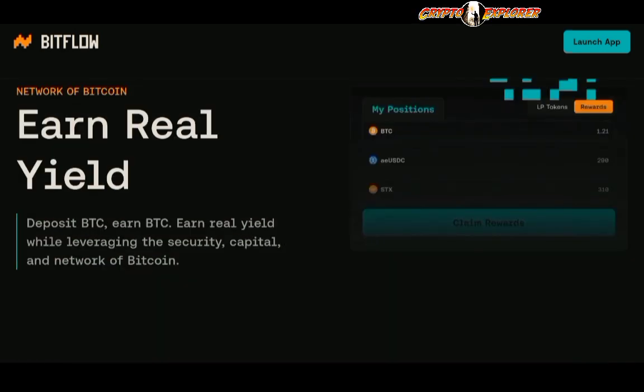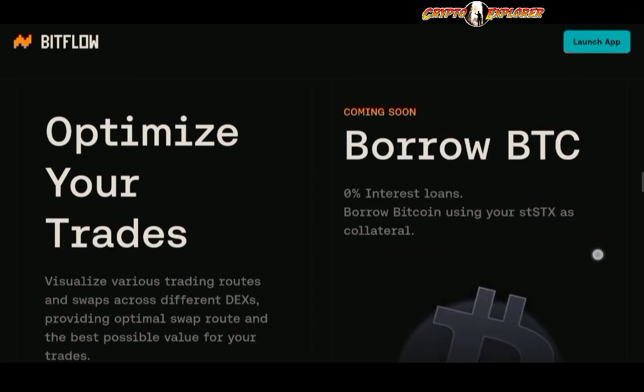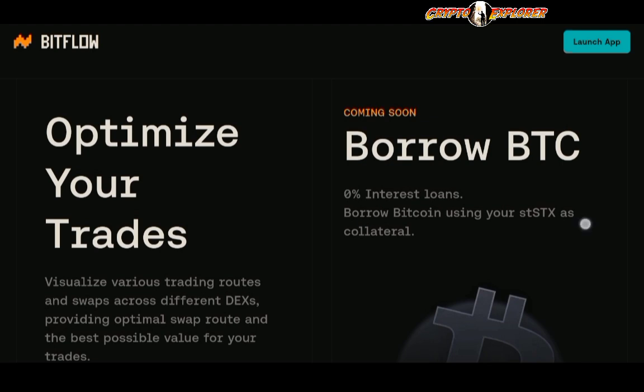Although the protocol is still very recent, it will allow users to earn real yield on Bitcoin. Deposit Bitcoin, earn Bitcoin. And coming soon, there will be the service for borrowing Bitcoin with 0% interest loans. For that, you'll need to use the STSTX token as collateral. So from there, you can already see that this platform has really tight connections with the Stacking DAO.